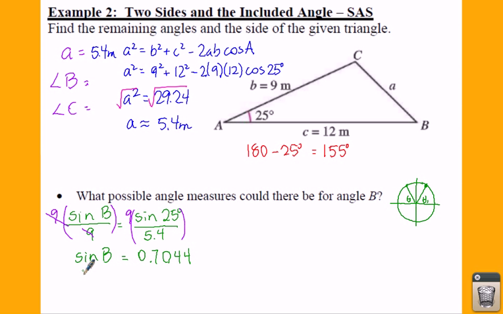So if we find our sine of B, we plug this into our calculator, and we need to find the arc sine. So B is equal to the arc sine of 0.7044. So our first angle, our first theta, would give us a value of 44.8 degrees.